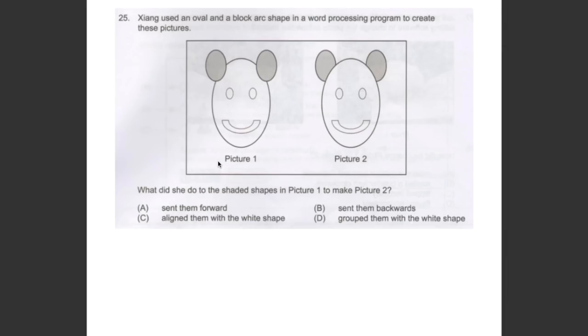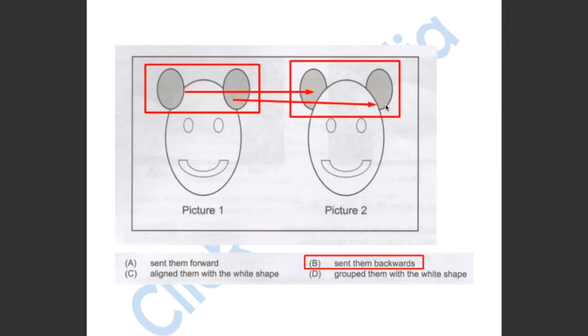This question asked us, what did she do to the shaded shapes in picture 1 to make picture 2? Let's move to the explanation. As you can see, to make picture 1 into picture 2, they sent the shaded shapes backwards. So the answer has to be B.